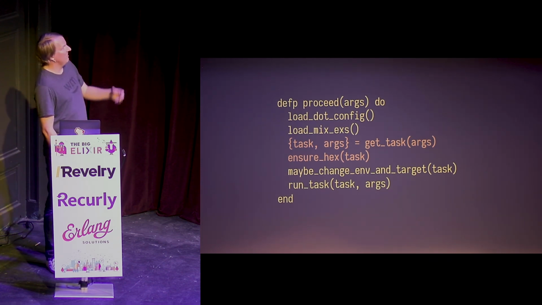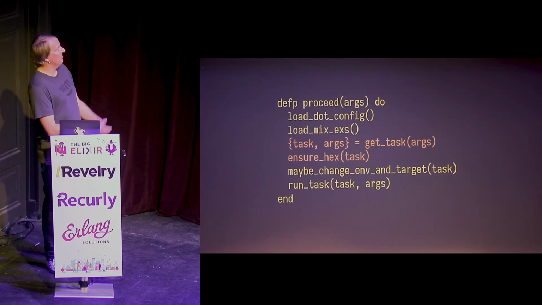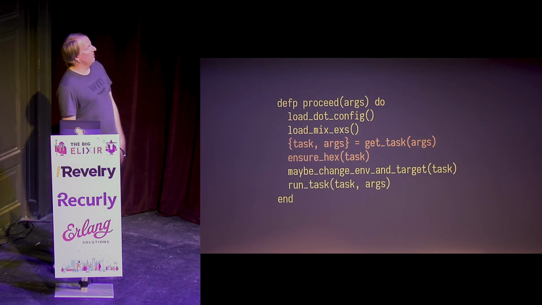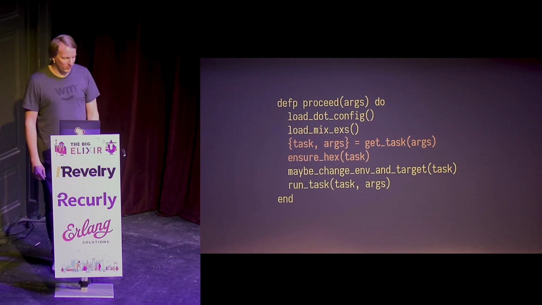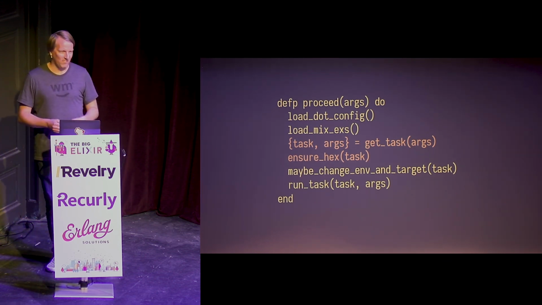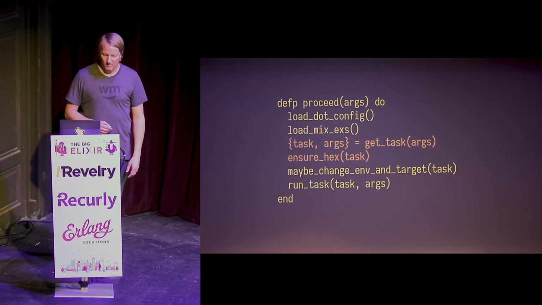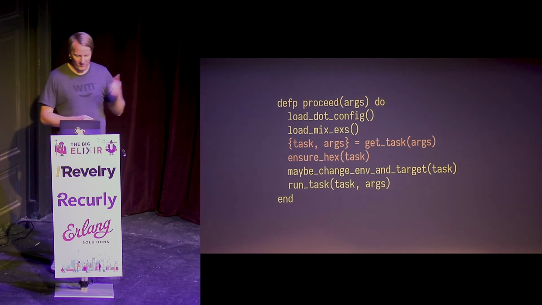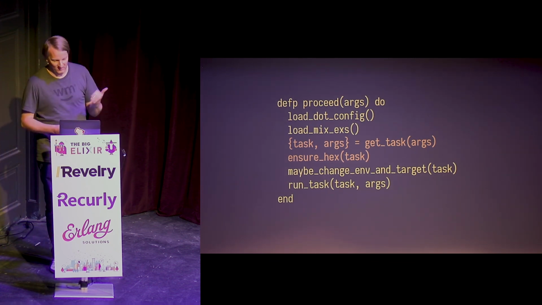So it gets the task. What task did you just ask me to run? And then the next one, ensure hex. So if you've ever tried to run a mix task and then you get that warning that says, hey, run mix local.hex first, this is why. This function right here is making sure that you have hex installed.